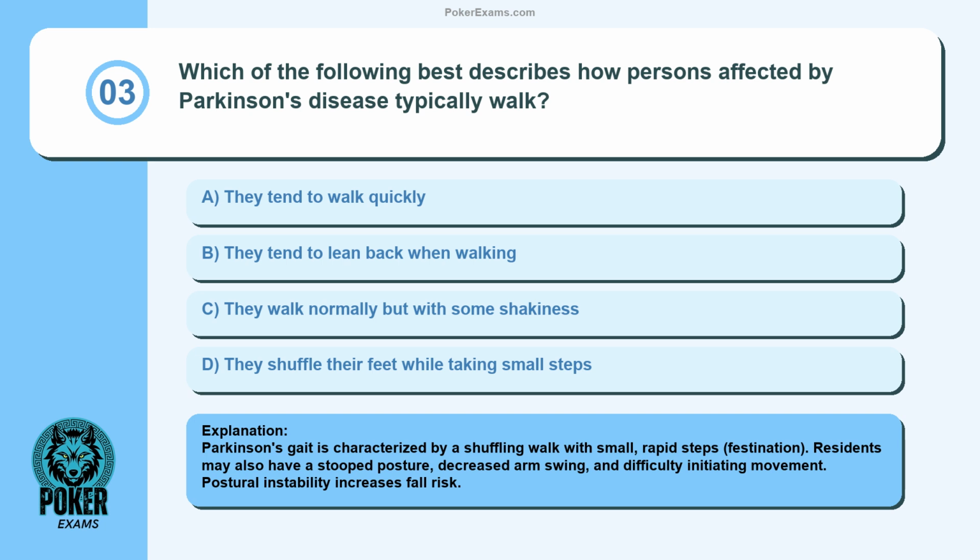Parkinson's gait is characterized by a shuffling walk with small, rapid steps, festination. Residents may also have a stooped posture, decreased arm swing, and difficulty initiating movement. Postural instability increases fall risk.